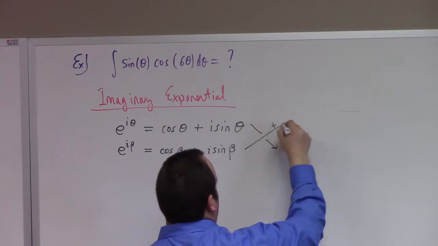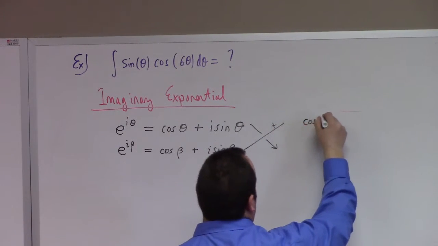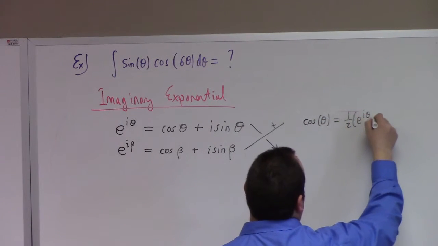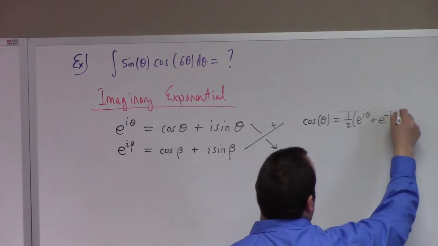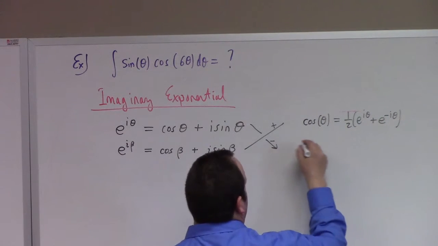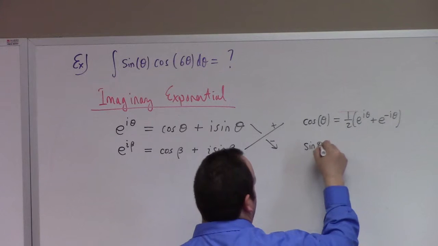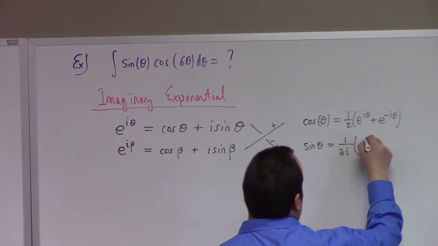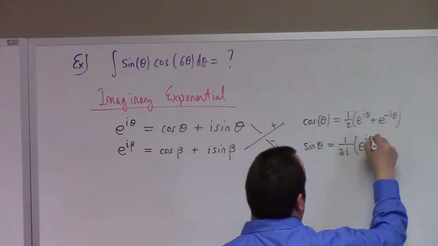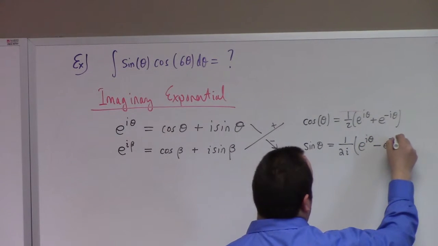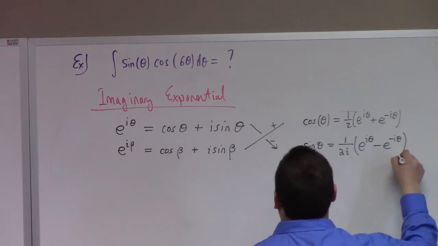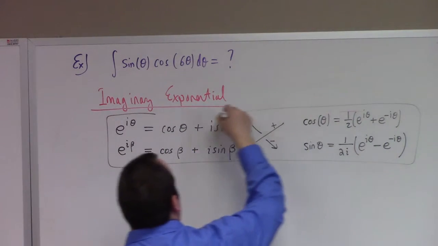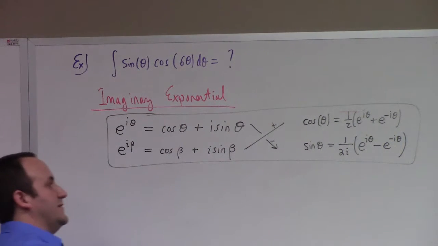So like addition, I can derive cosine of theta is 1/2 e to the i theta plus e to the minus i theta. If I subtract and do a little algebra, I can derive sine theta is 1/2i times e to the i theta minus e to the minus i theta. Okay, so these are sort of your basic building blocks, if you will, for the imaginary exponential technique. These things we need to just have memorized. All right.